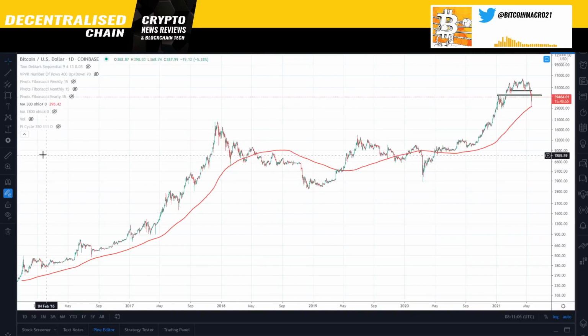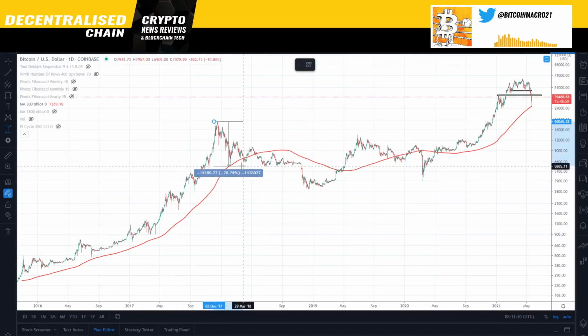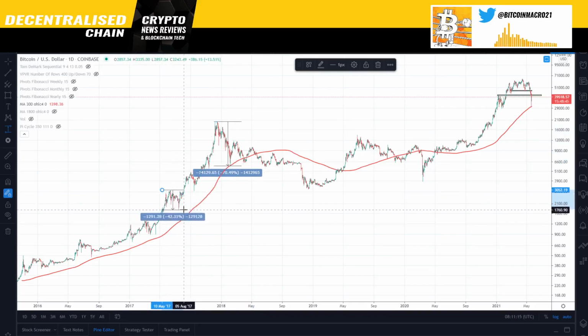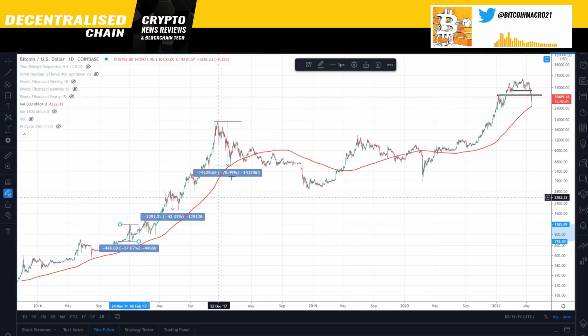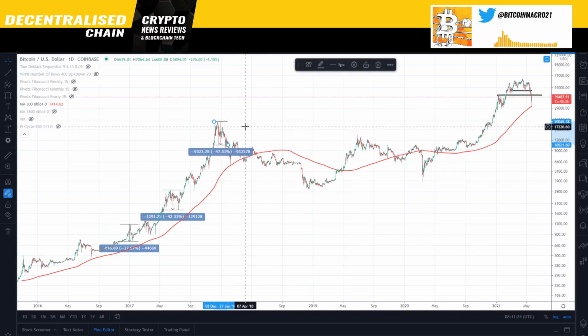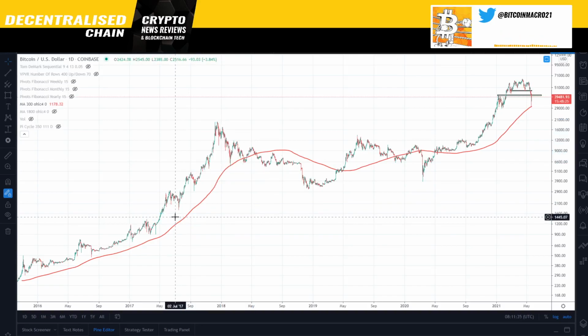And then, like I said before, if you start measuring the moves, for example, from the 2017 top, we dropped 70%, whereas all the other corrections were about 30%. But it's not only that. If you notice the first main correction that was down to 10k or about 11k from the 20k top, that was 47%, which was way more than the average correction back then, which was about 40%. And that was the main top signal.